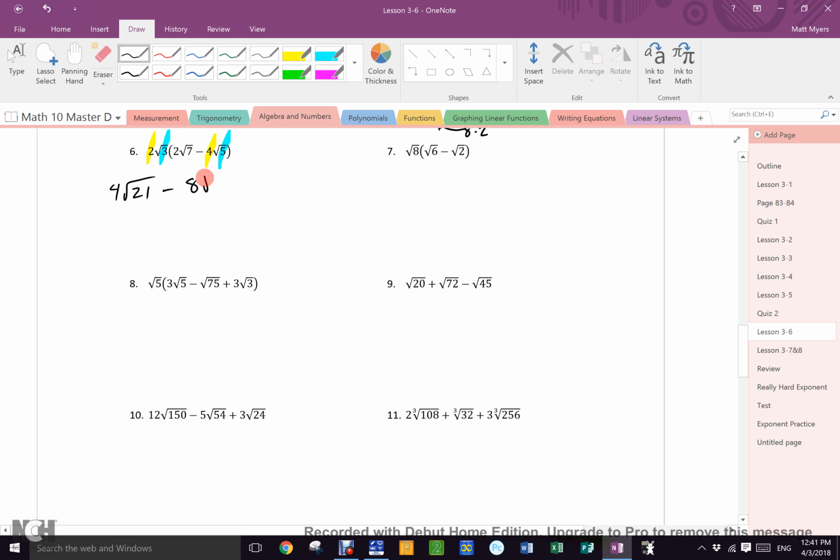Minus 8 root 15. Can you simplify any of that? No. Why not? There's no pairs. That's 3 times 7, no pair. That's 3 times 5, no pair. So it's done. I can't add them together because that is the same as 4x minus 8y. I can't put them together. They're unlike terms.